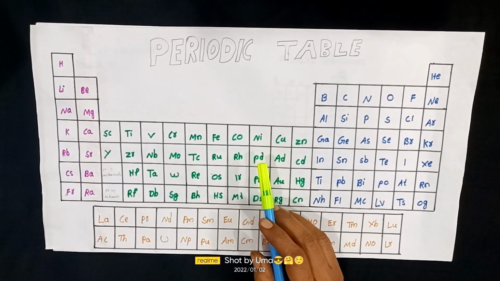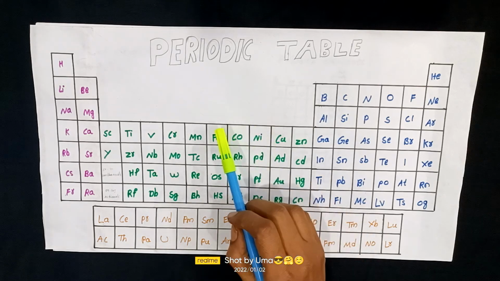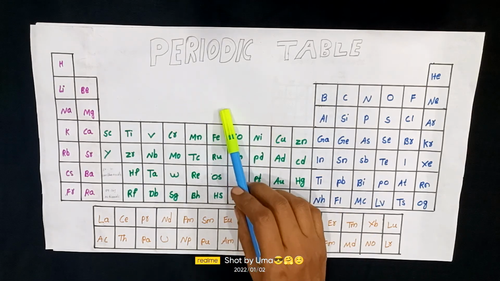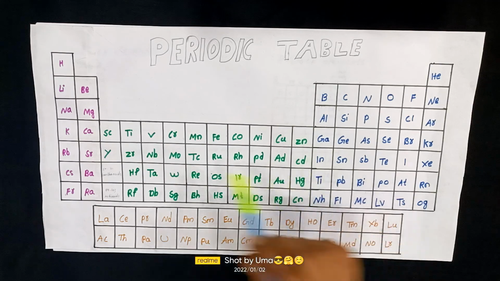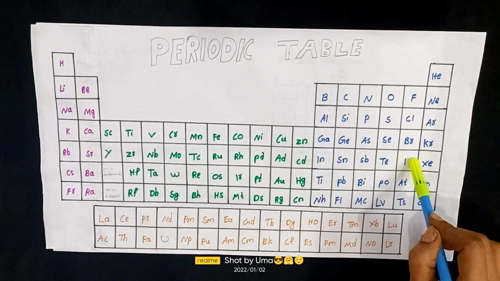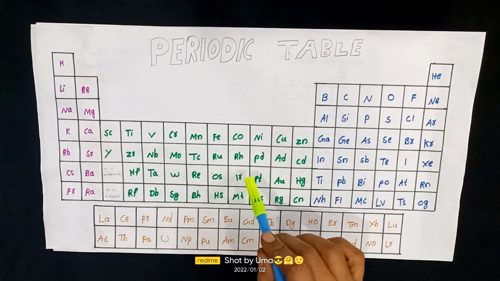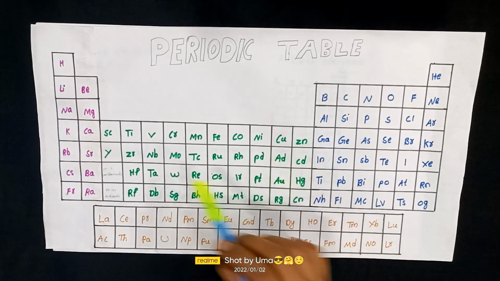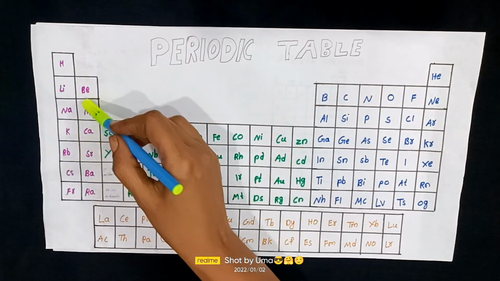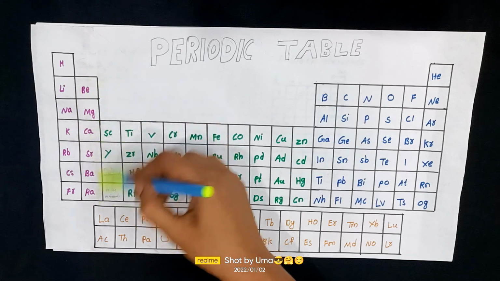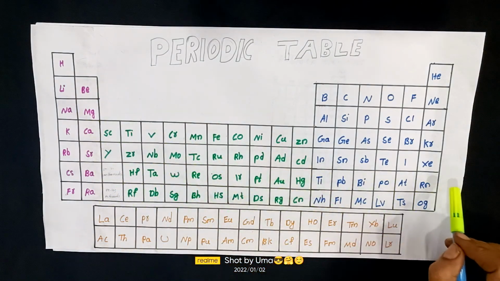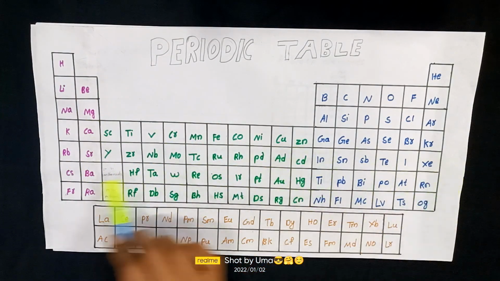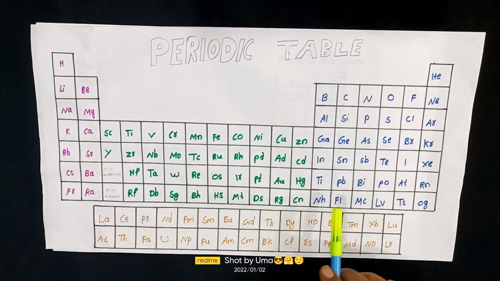In this video I am going to explain the periodic table and its classification. See children, this is your periodic table. This is the long form of the periodic table, also known as the modern periodic table, given by Moseley. As you can see here, it contains 18 vertical columns called groups and 7 horizontal rows called periods.